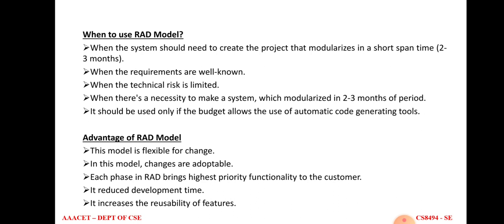So what are the applications of the RAD model, and when to use the RAD model? The same question may come in university exams: what are the applications of the RAD model, or when to use the RAD model in a particular situation. The first one is that the project should be modularizable in a short span of time, 2 to 3 months, which means if a particular project has to be delivered to the customer in 2 to 3 months, then we go with this RAD model, because by using the RAD model we can develop the software project within 2 to 3 months.